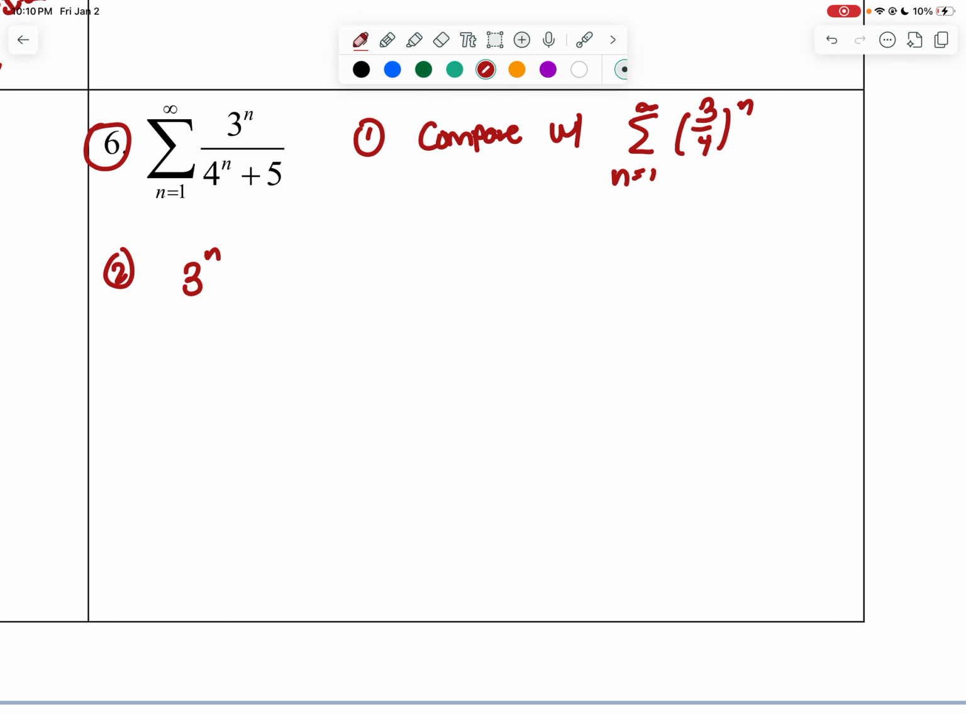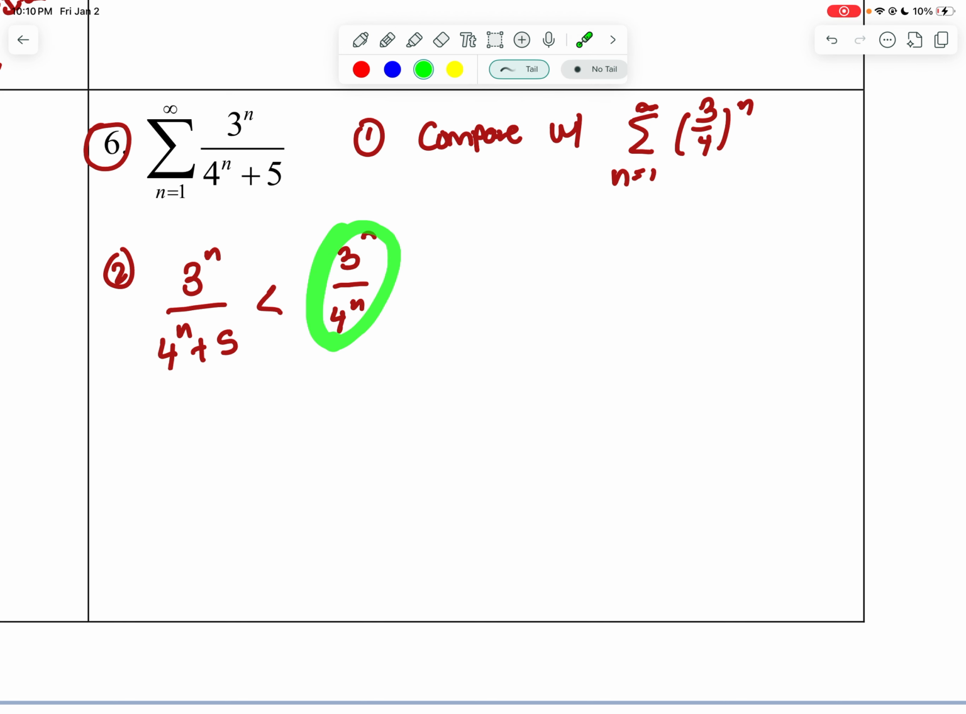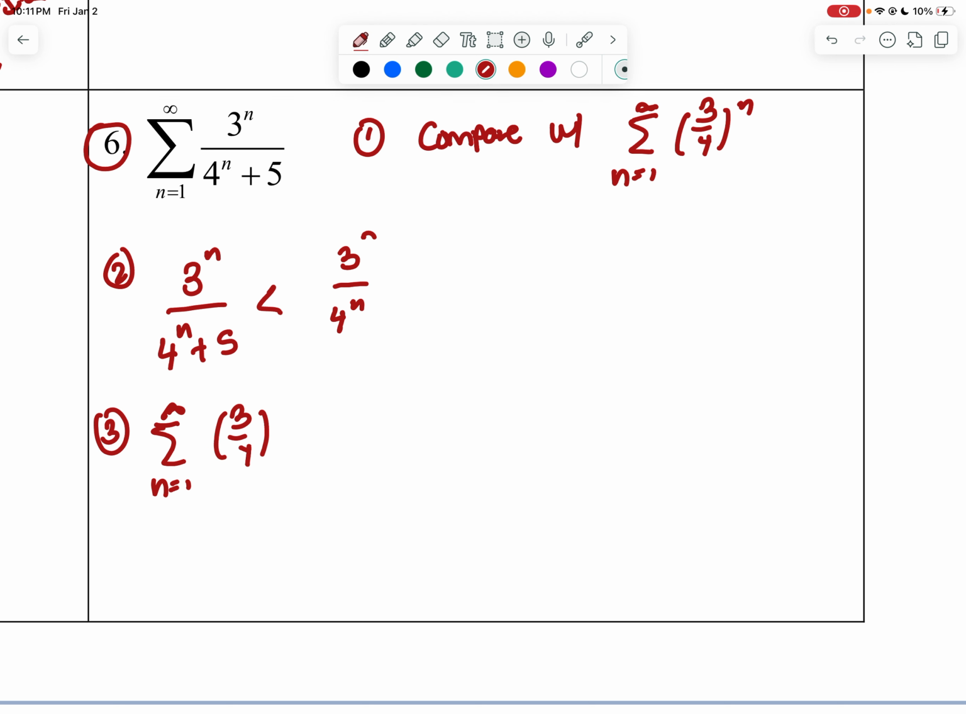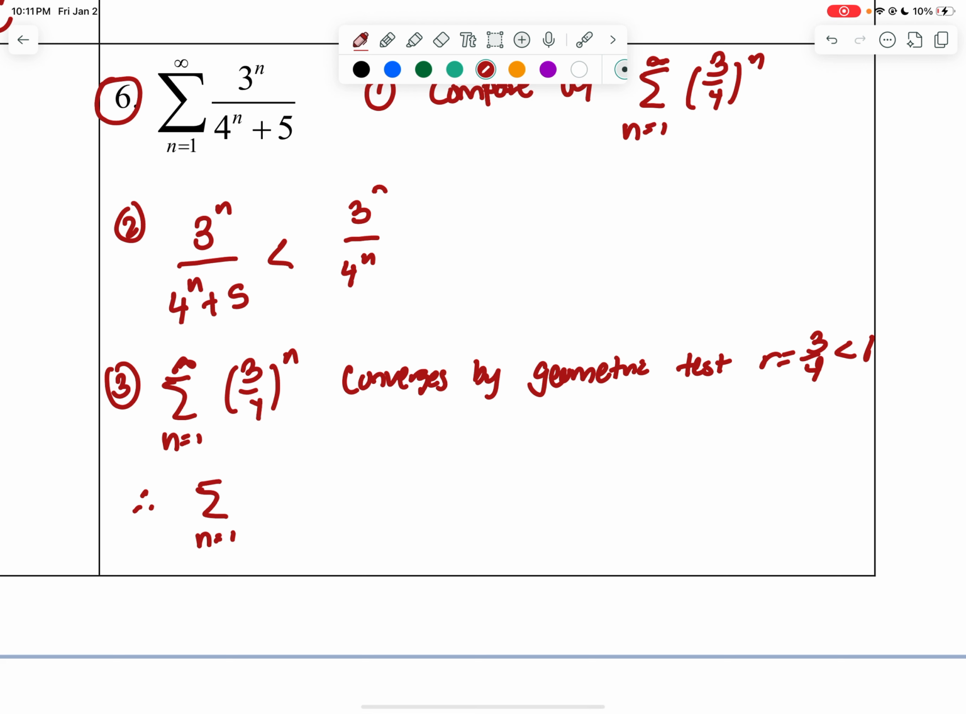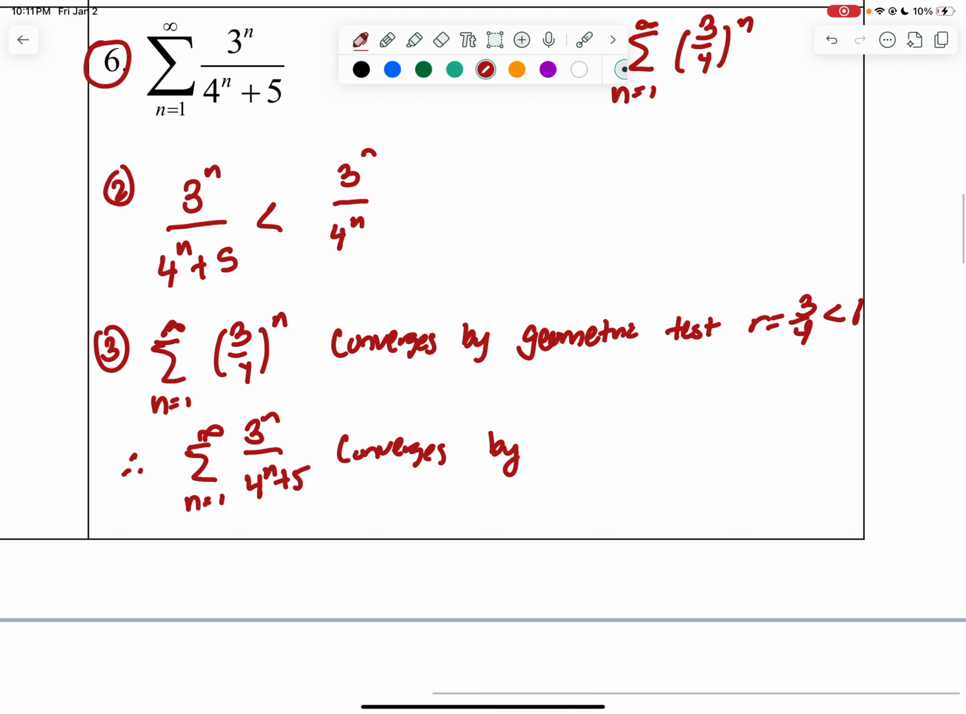So now we have this. So we can see that because the convergent is on the right side, we could say that the series converges by geometric test because r is equal to 3/4, which is less than 1. Therefore, my original series converges by direct comparison.